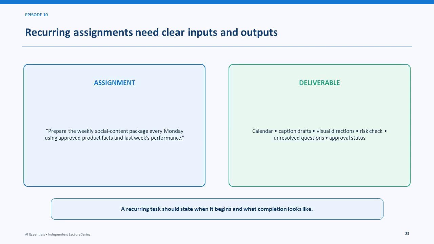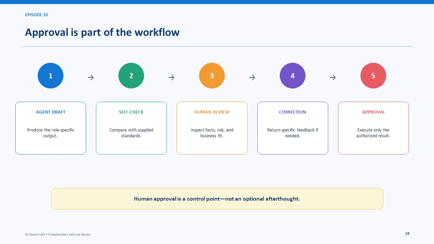A role card defines the role name, purpose, boundaries, required sources, deliverables, and approval points. It prevents a role from becoming a vague collection of prompts. Recurring assignments need clear inputs and outputs. Name the source material and constraints, then define the deliverable, due point, and approval status. Recurring work should not rely on a large unfinished task list. Approval is part of the workflow. AI receives the assignment, prepares work, checks standards, corrects identified problems, and presents the result for human approval before real-world use.